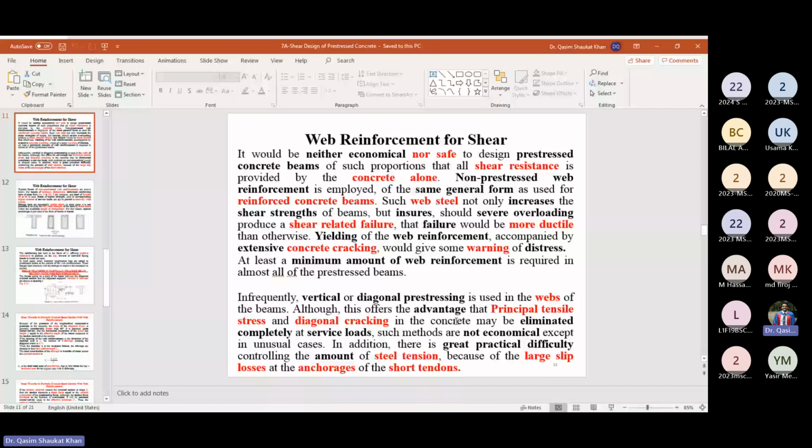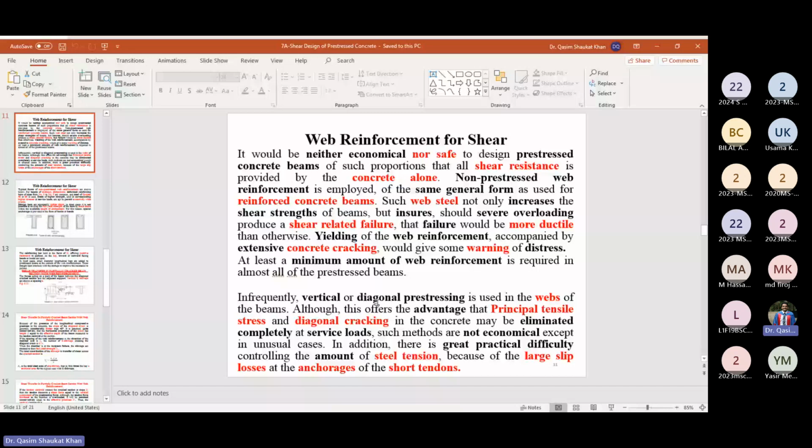So in the short term, we do have the frictional and anchorage losses. If we provide vertical or diagonal pre-stressing instead of the horizontal pre-stressing, there will be more anchorage losses. So vertical and diagonal pre-stressing is not preferable. Number one reason, it is uneconomical, it is difficult to implement in the field.